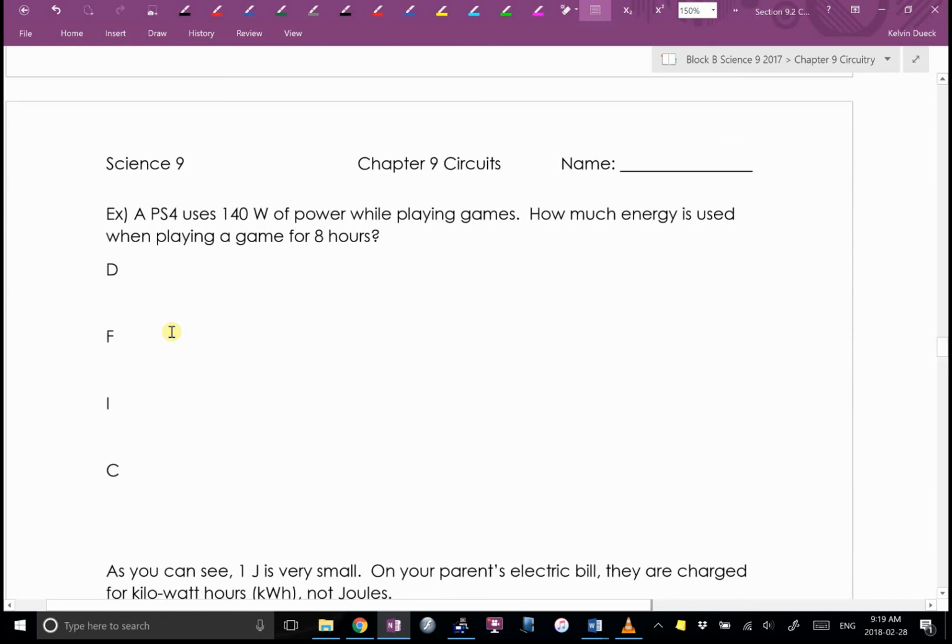This is fairly accurate. I looked up a PS4 wattage. So PS4s take about 140 watts while playing video games. Do you have a PS4 in the studio? No, I had a PS3 for a while, but it eventually died.